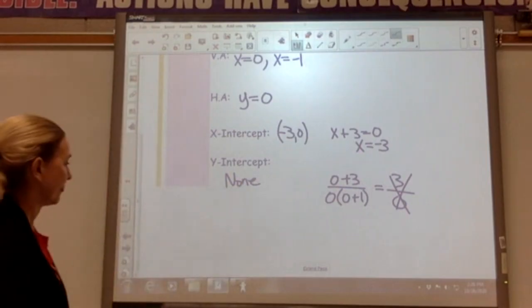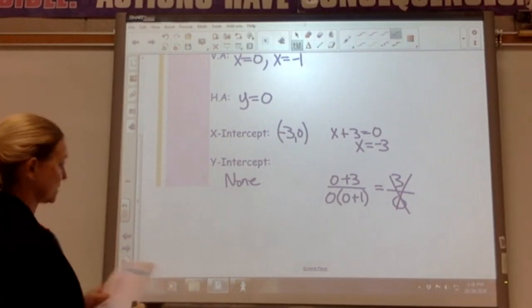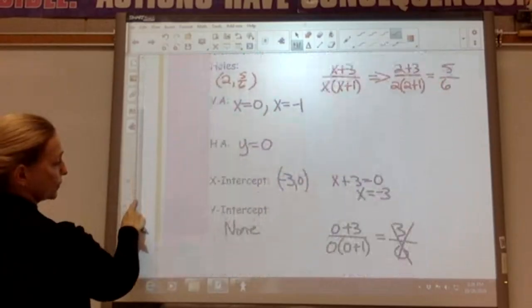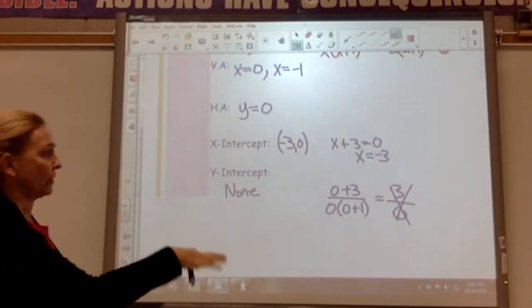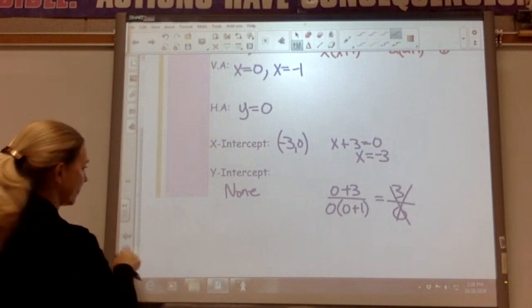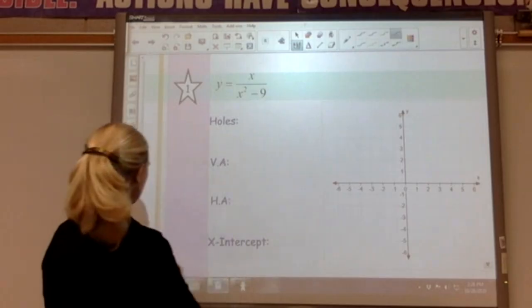Okay. Now, this just asked us to find all this stuff, and so we did. So we're done with that one. Now, we didn't graph it, but we found all the information. So the rest of them we'll graph. Okay. Right here we go. Same thing again, finding all this stuff.